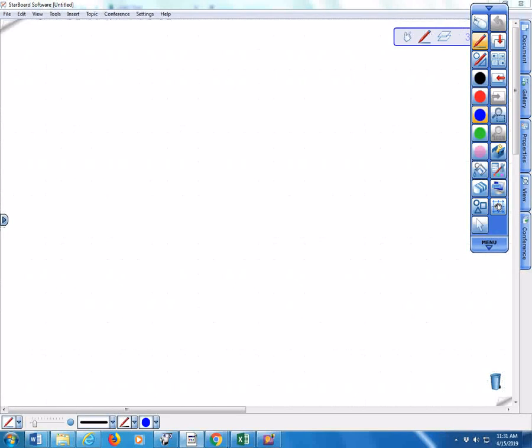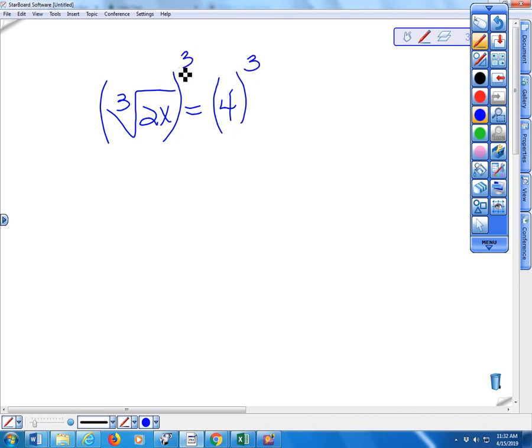The last few are solving equations with radicals in them. So how do I undo a cube root? You cube it. Cube both sides. The cube root of 2x cubed is 2x. 4 cubed is 64. And then just check it. 2 times 32 is 64. The cube root of 64 is 4. Check.